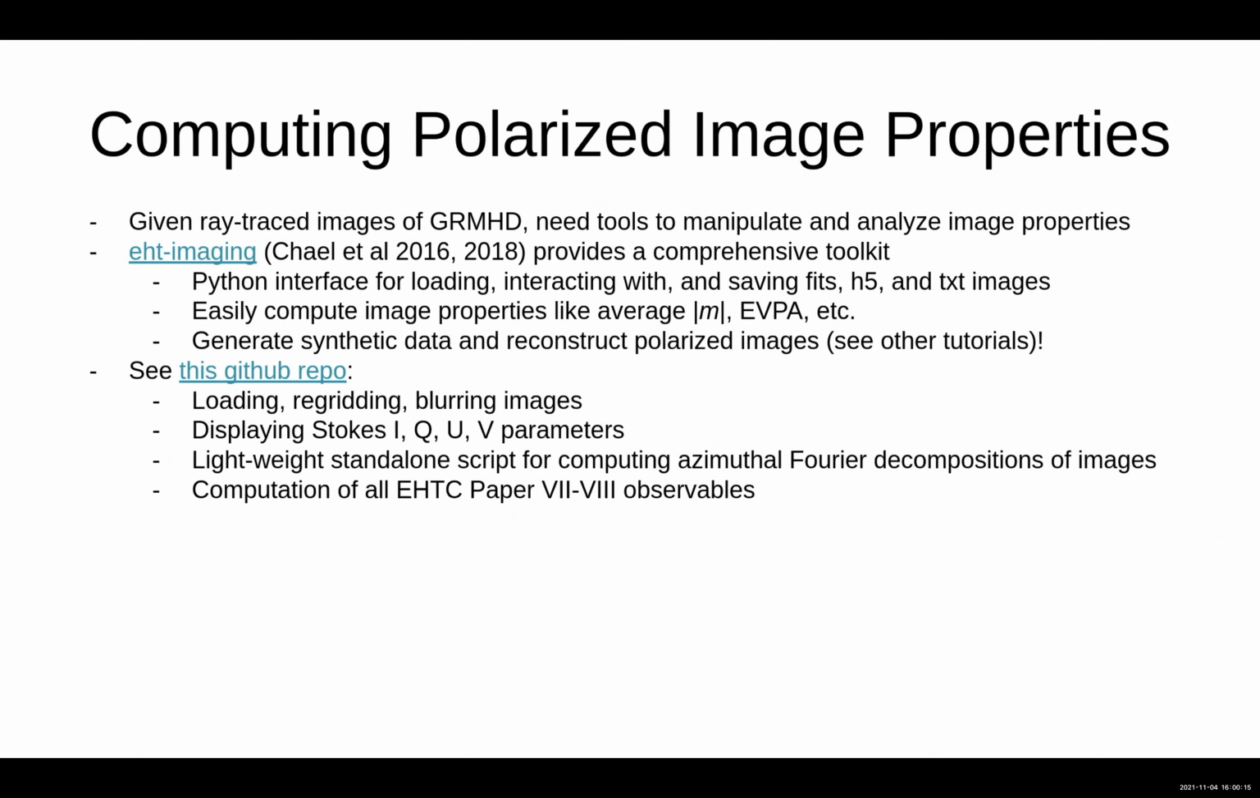So this is just sort of an info hub, because I don't think going through code here is really going to stick in people's brains. But given an already ray traced image of GRMHD, you need tools to actually manipulate it and analyze the properties of the image that are informing your observables, or your takeaways, or your theoretical predictions. And EHT imaging, as has already been mentioned at great length, provides a comprehensive toolkit for dealing with FITS images, H5 images, text files, whatever format is useful to you.